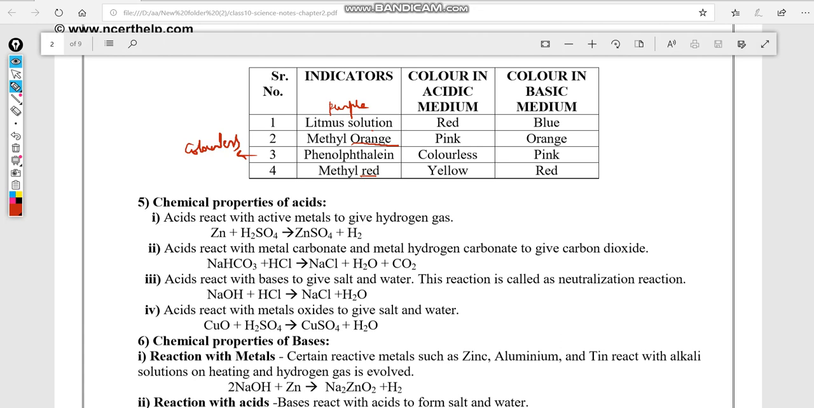Okay. Next are the chemical properties of acid. Yes, first, acid reacts with active metals. What do you mean by active metals?